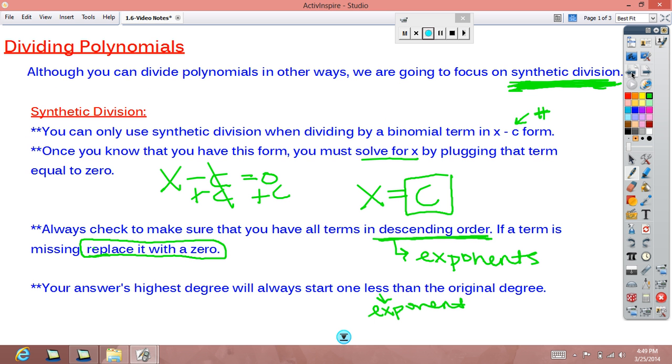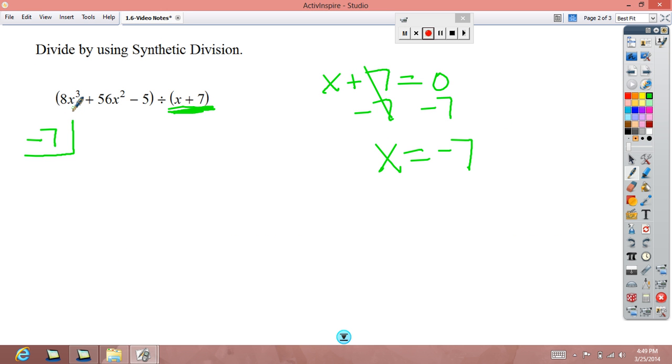Well, looking back at this, remember, always check to make sure that you have all terms in descending order. If a term is missing, replace it with 0. Alright, well I did this one on purpose because I see x cubed, x squared, and then there's no x here. So what we're missing is an x to the first. And since we're missing that, I have to replace this with a 0. Okay, and so again, I'm going to use coefficients. So here my coefficient's 8. I'm going to put that here. 56. I'm going to put that here.